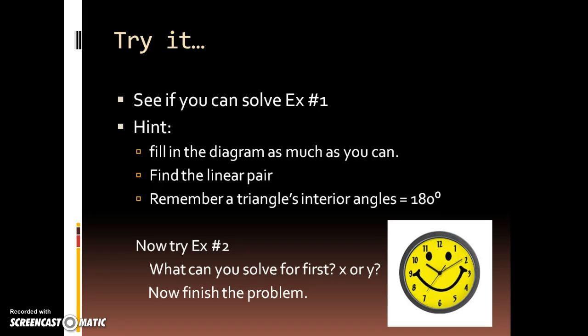All right. See if you can solve example 1. Hint, fill in the diagram as much as you can. Find the linear pair. Remember, a triangle's interior angles equal 180 degrees. When you're done with that, go ahead and try example 2. What can you solve for first? Can you solve for x or for y? When you finish the problem, go ahead and continue on to this lesson.